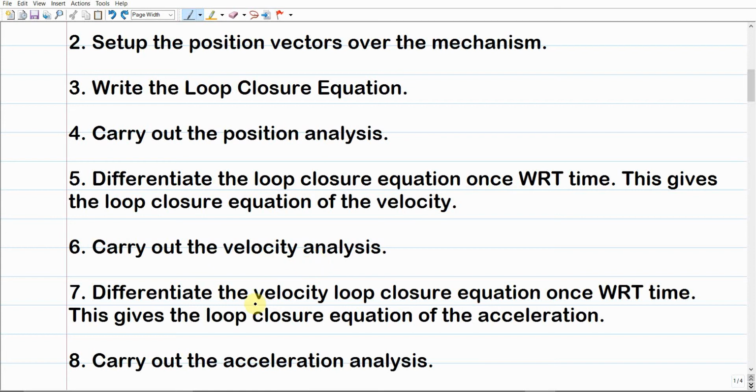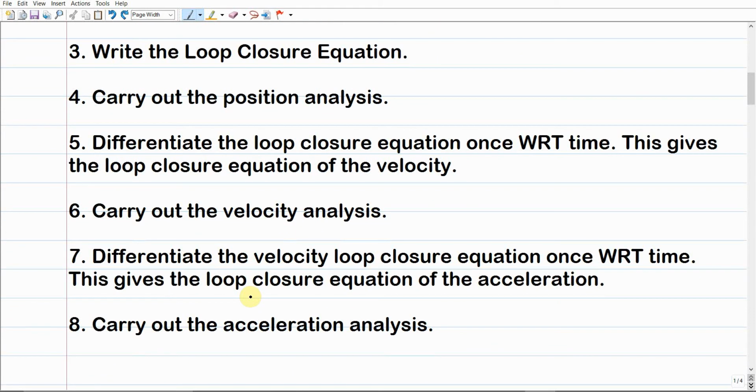Then we're going to move to the 7th step, where you differentiate one more time the loop closure equation of the velocity to end up with a loop closure equation for the acceleration. So we differentiate one more time and end up with an equation for the acceleration. This equation will include some unknowns, limited to only 2 unknowns. Solve this loop closure equation of the acceleration, and it means that we already finished the acceleration analysis.